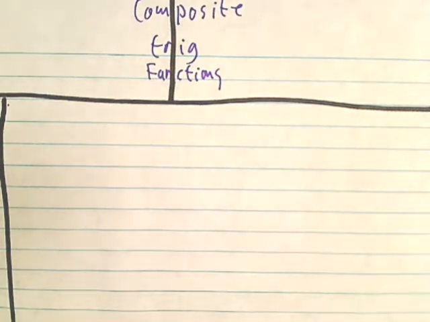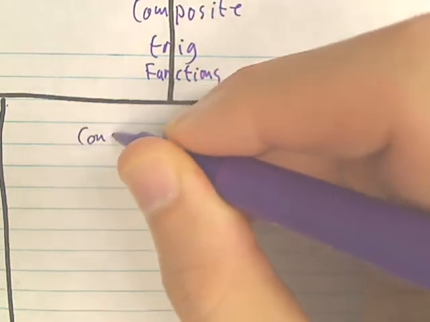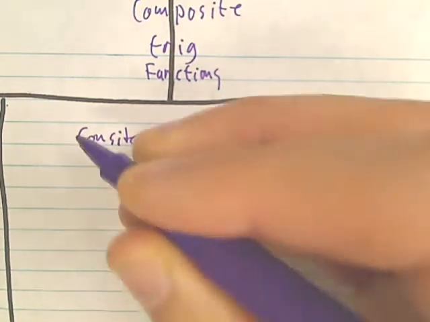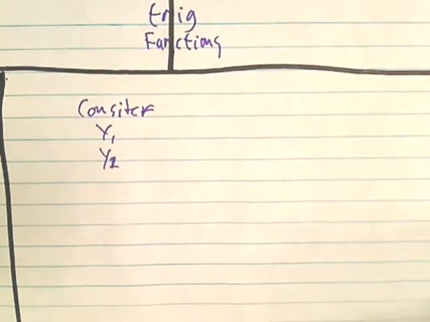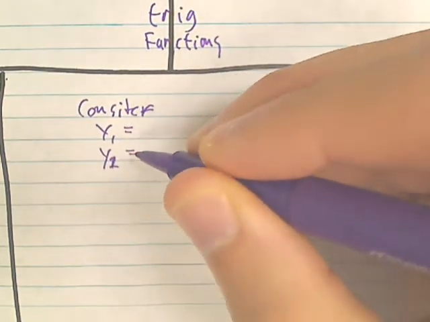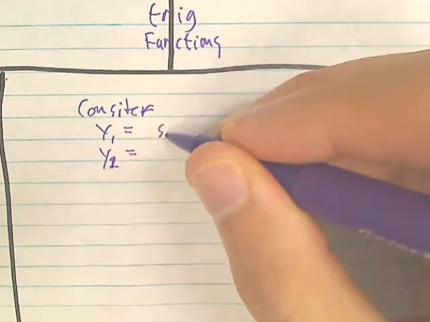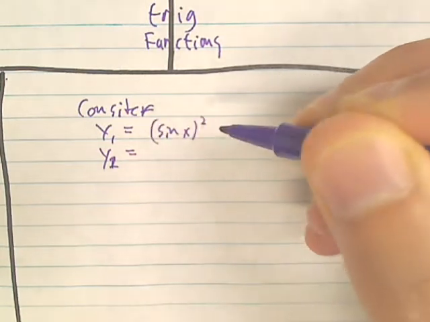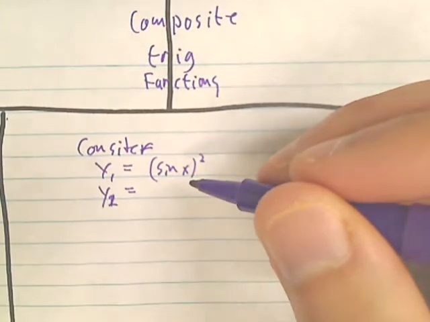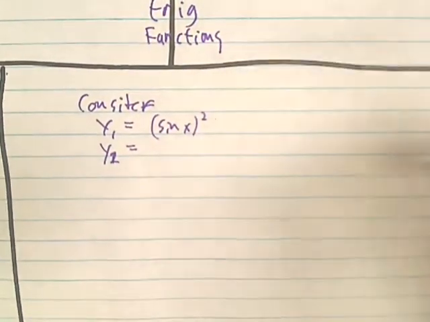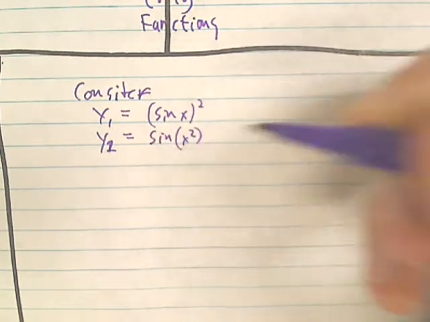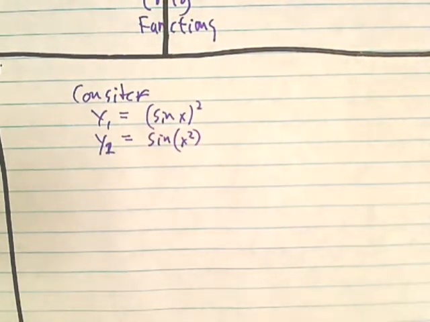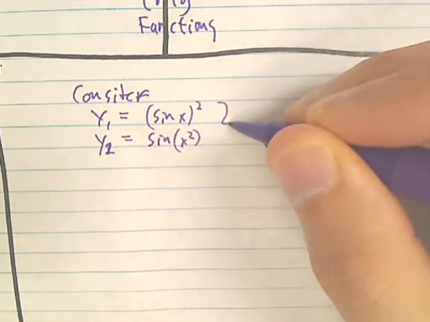So the first thing I want to do is consider y1 and y2. y1 is sine squared x, and y2 is going to be sine of x squared. Okay, so you can see they're pretty closely related. I just put that squared at a different spot. The question is, which is periodic?